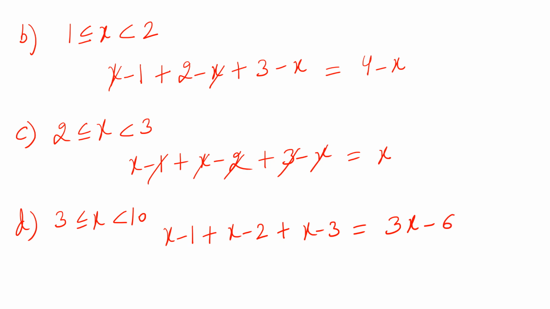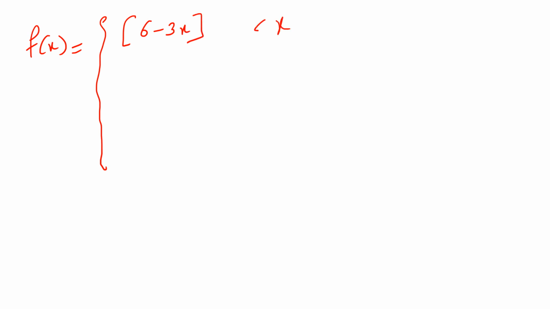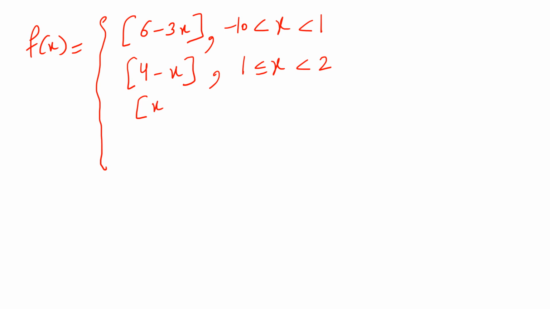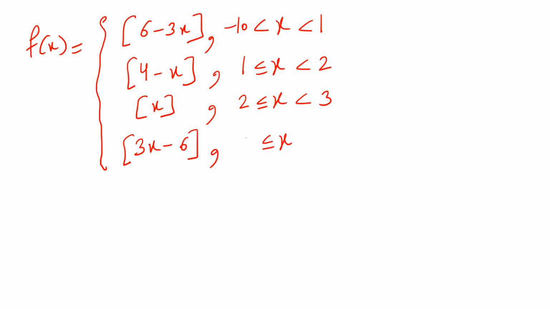Right? Now students, we will finally describe the definition of the function f(x) in all the subintervals. Now students, I can write f(x) equal to GIF of (6 - 3x) when x is greater than -10 and less than 1. f(x) is equal to GIF of (4 - x) when x is greater than or equal to 1 and less than 2. f(x) equal to GIF of x when x is greater than or equal to 2 and less than 3. And f(x) equal to GIF of (3x - 6) when x is greater than or equal to 3 and less than 10.